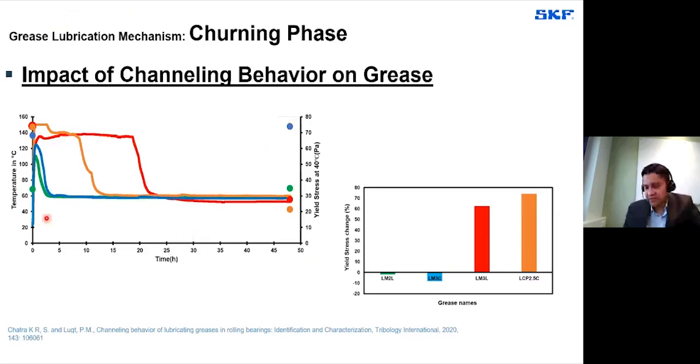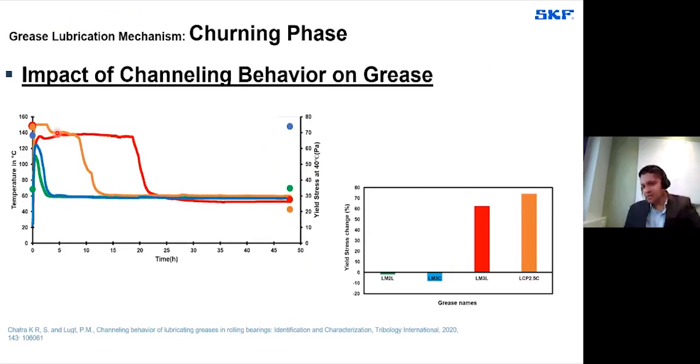In the beginning, we measured the yield stress for the fresh greases. And later, after finishing our churning experiment, we again measured the yield stress. What you see is that a good channeling grease, like the green and blue markers, even at the end of the channeling process, still holds a similar yield stress. Yield stress again represents the mechanical stability of the grease.